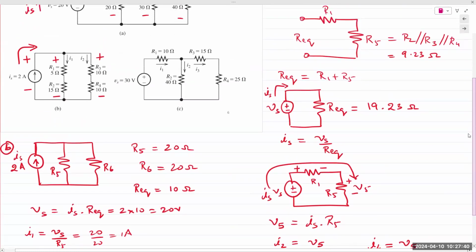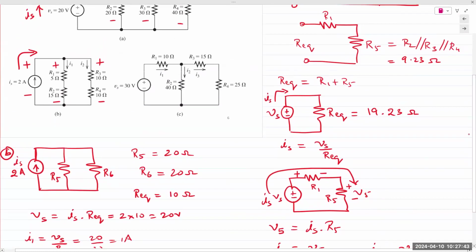Okay. How about C? Example C. What do we see at the far end? Series, the answer is R3 plus R4. And then what do we have? Right? So R3 and R4 are in series, which gives us 15 plus 25, 40 ohms. 40 ohms is in parallel with 40 ohms. So the parallel combination is worth 20 ohms. 20 is then in parallel with R1.